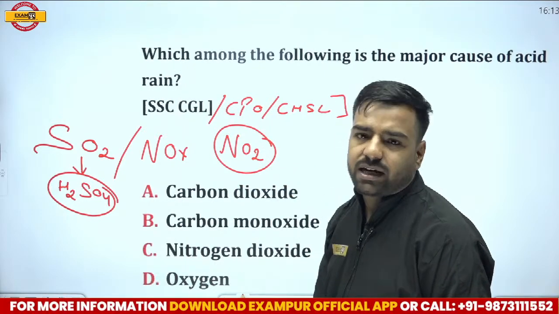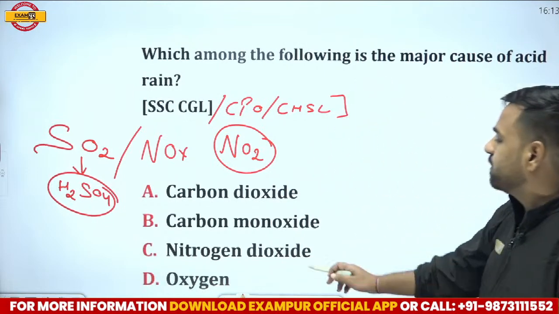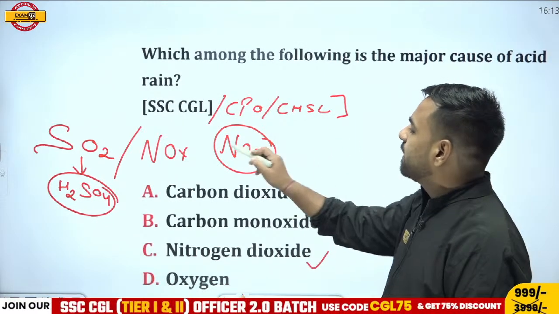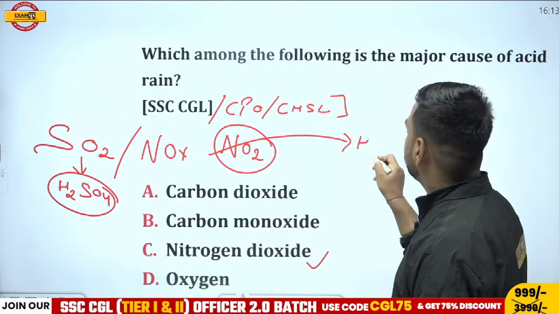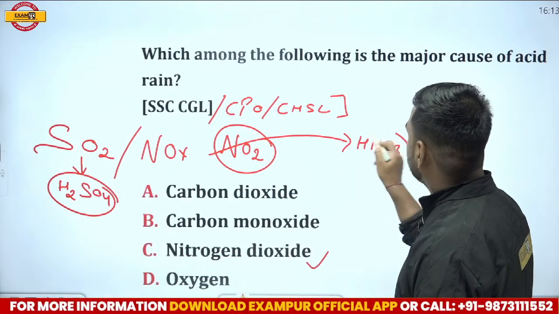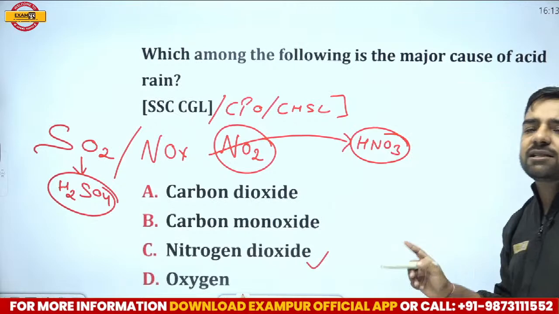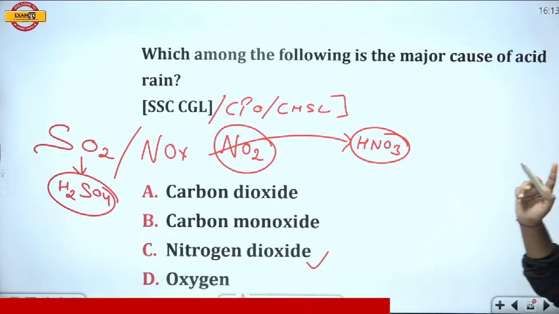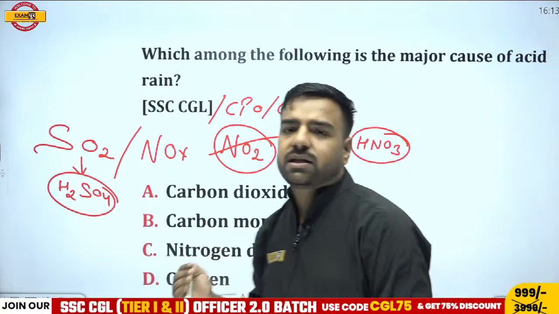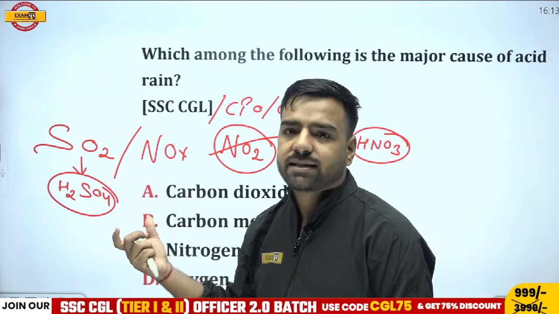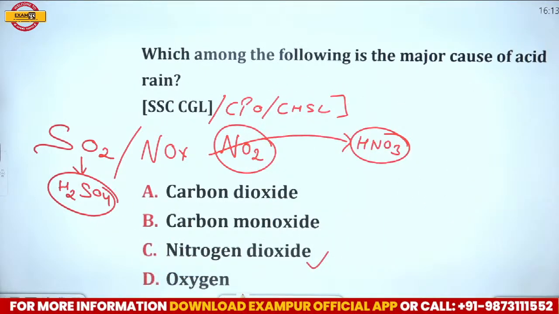So is there any option regarding this? Yes, we have an option. That is option number C. And this gas will create what? This gas is actually going to create HNO3. That is your nitric acid. So nitric acid and sulfuric acid are the ones which actually come down towards the earth, and they are the cause of marble cancer as well. Okay, so we have the next question now.